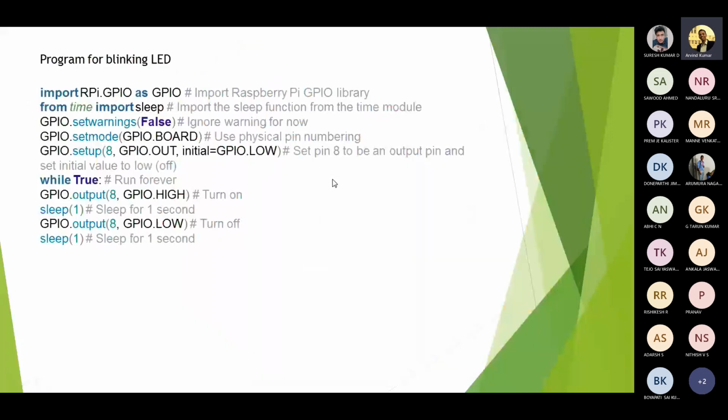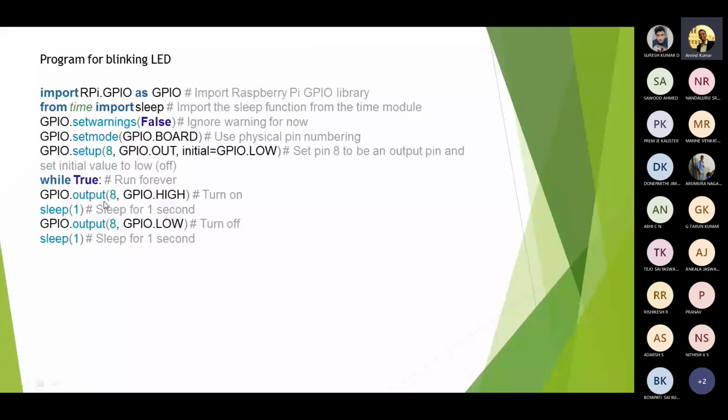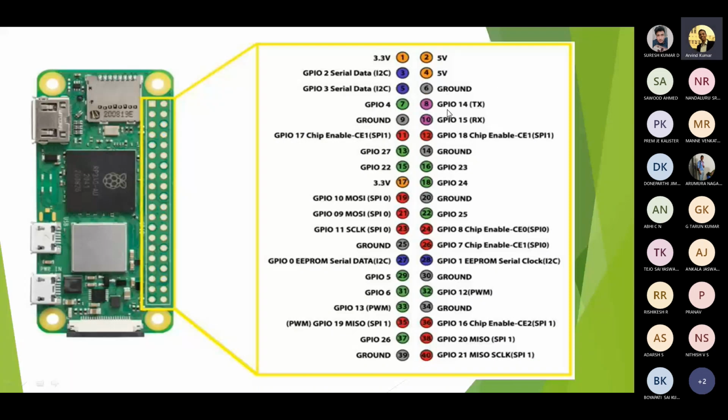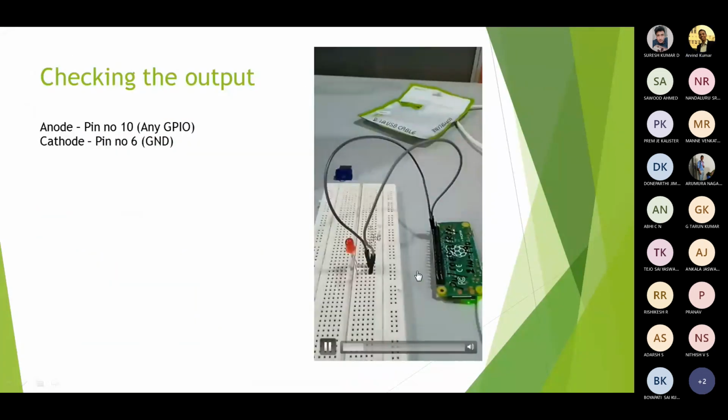I'll use this program, paste it in the programming window and run it. Then I will make the necessary connections. See, I have given pin number 8. I have to connect the anode to pin number 8 and the cathode to ground. Which is pin number 8? See, GPIO 14, and ground is pin number 6. So I will use 6 and 8. I will connect to pins 6 and 8 and then press run. Once I press run, this LED will start blinking.